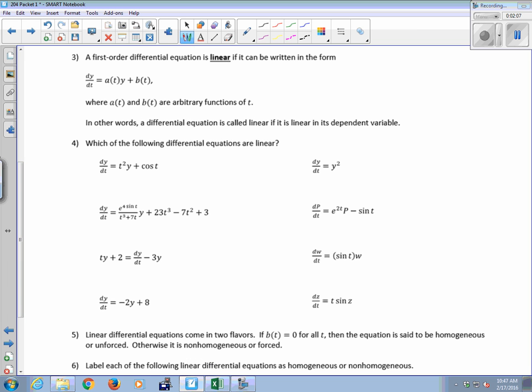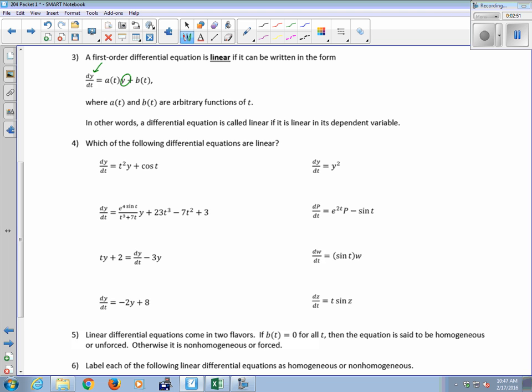All right, so a first order differential equation is linear if you can write it in the form dy dt equals some stuff with t's in it times y plus some other stuff with t's in it. So a of t and b of t just means a function of t's, so some stuff with t's. In other words, a differential equation is linear if it's linear in its dependent variable. So you can identify its dependent variable from the dy dt, right? y would be the dependent variable, t would be the independent variable. And if it's linear in the dependent variable y, right? If that y there just is a y to the first, we call it linear.